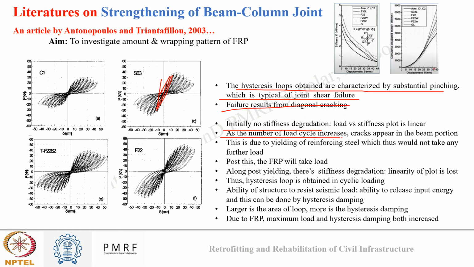Now as the number of loading cycles increases, cracks appear in the beam portion. Due to yielding of the steel reinforcement, it won't be able to take further load, and post this my FRP will start taking load. Once the steel has yielded, my reinforced concrete won't be able to take further load, so at this moment FRP comes into action. After yielding, there is stiffness degradation, so the linearity of the plot that was there initially is lost, and thus we observe a hysteresis loop on cyclic loading. So initially there was a linear behavior.